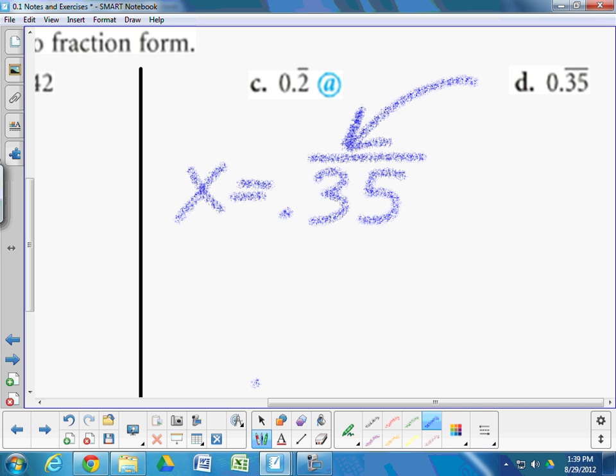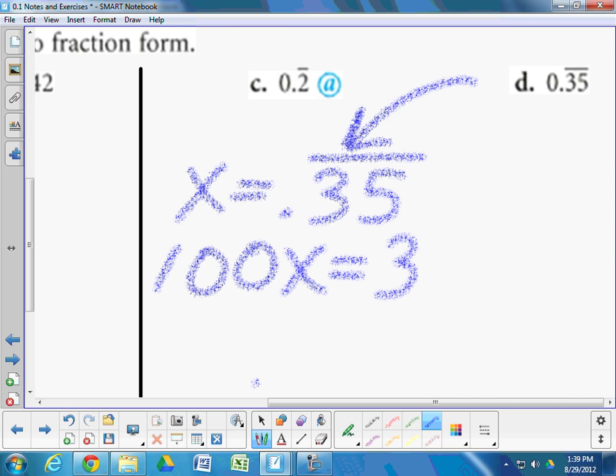What should we multiply both sides by this time? 100. Yep. If 2 digits are repeating, 2 zeros on the multiplier. So 100x equals, it bumps it over 2 decimal places to make 35.35 repeating.